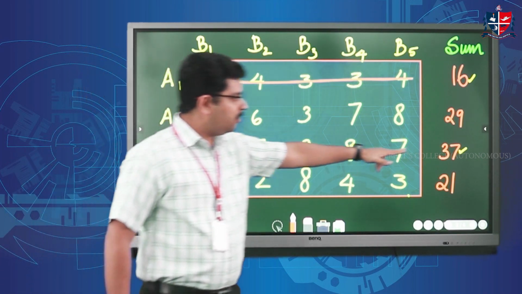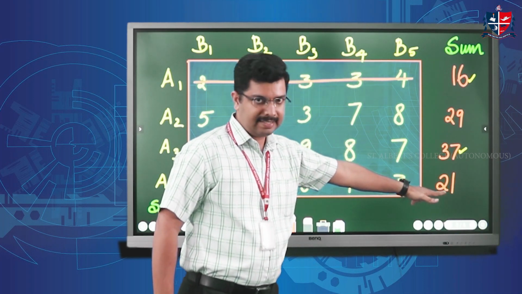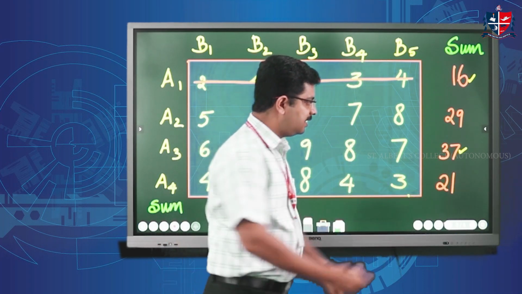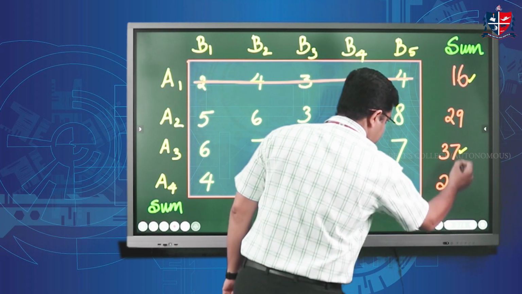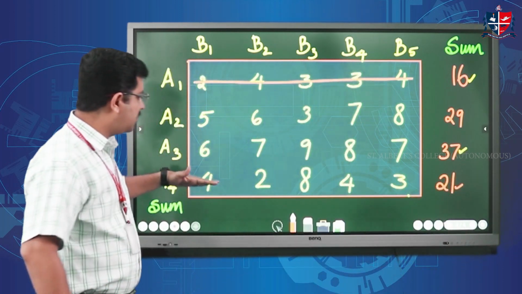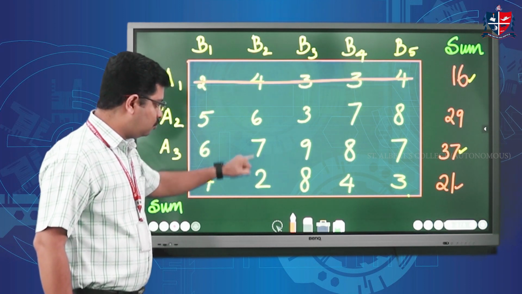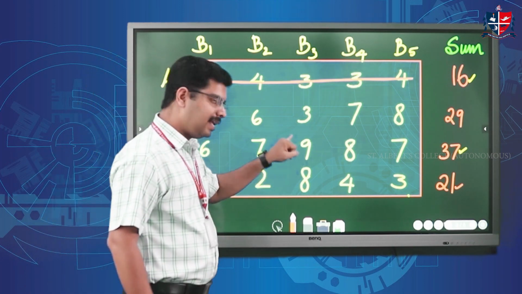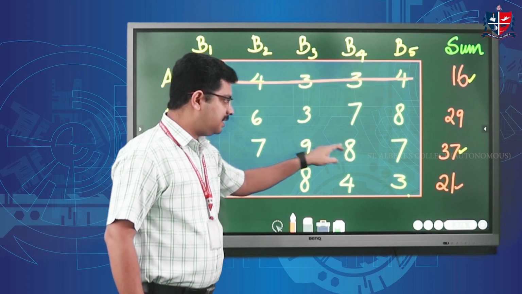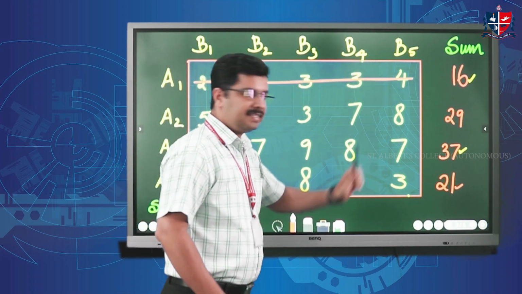Now we are going for 37 and the next highest, 37 and 21. Now the tug of war is between these two. Match them one by one. 6 and 4, 6 is dominating. 7 and 2, 7 is dominating. 8 and 9, 9. 4 and 8, 8. And 3 and 7, 7 is dominating.